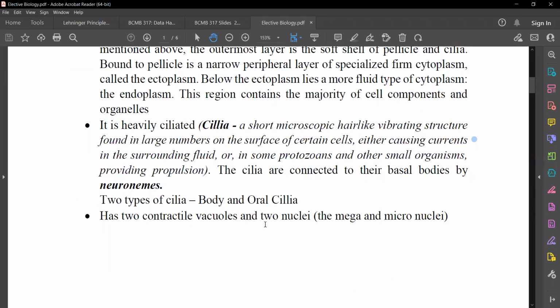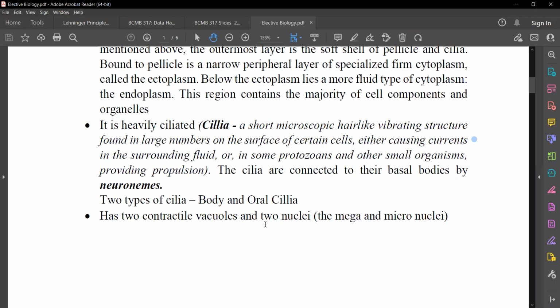So talking about the cilia as well, there can be two types. You can have the cilia that cover the entire body of the paramecium, which is called the body cilia. And then there's something we call an oral groove. There are cilia that line up the oral groove as well, and these cilia are called oral cilia.